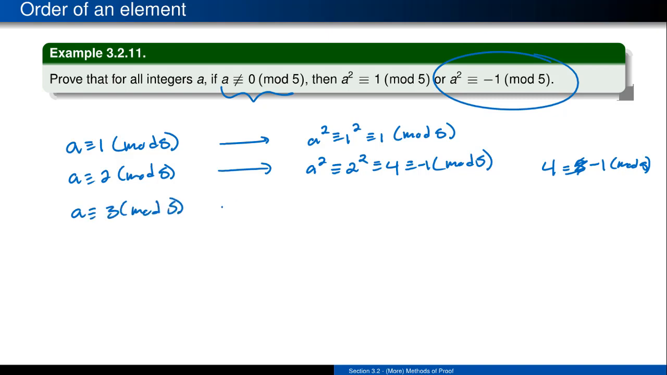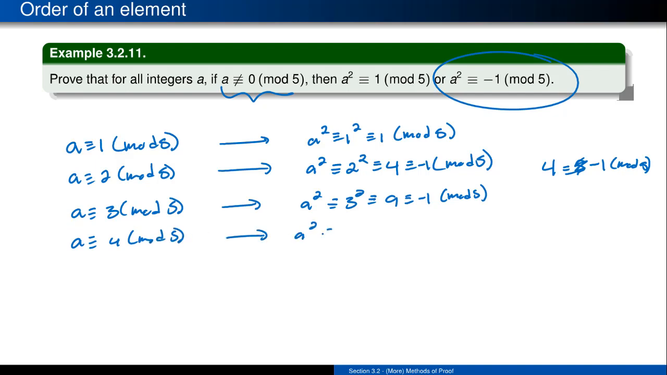So 3 mod 5, if I square both sides, I'm going to end up with a 3 squared, which I know is a 9, and here's where I'm going to have another one of these negative 1s. In this case, I could take that 9, subtract off 5 twice, and I'm down to negative 1, so I'm going to have negative 1 mod 5.